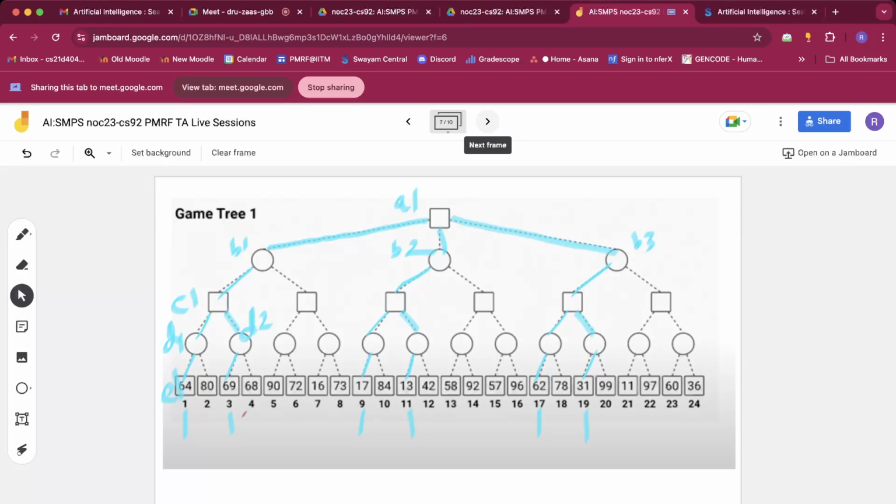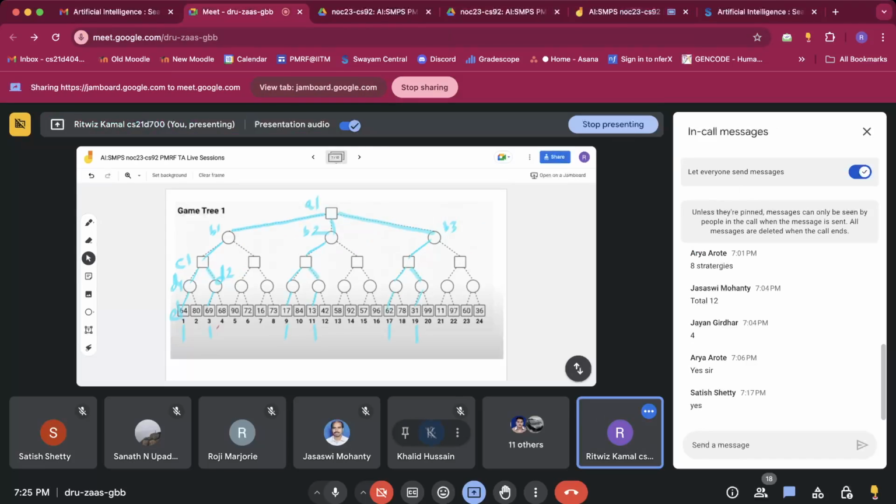But what you can try to do is reverse this. Change the order, assume the root node to be a min node, form a similar game tree, and see what changes occur in the algorithm as you try to solve it. Does that sound good?